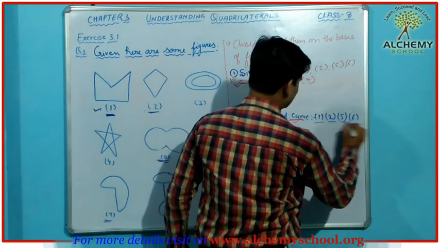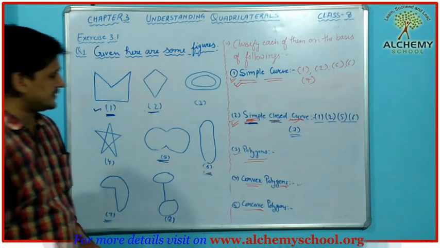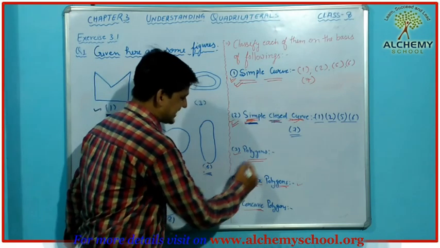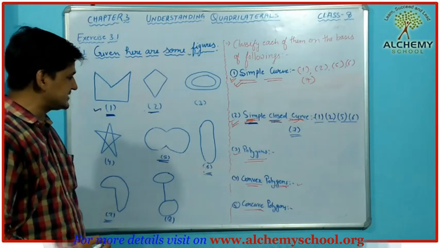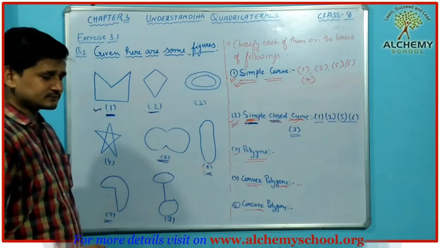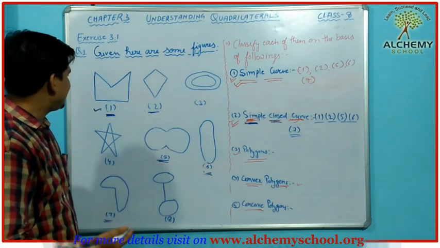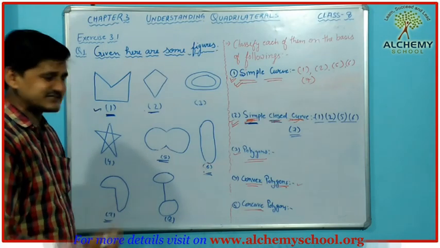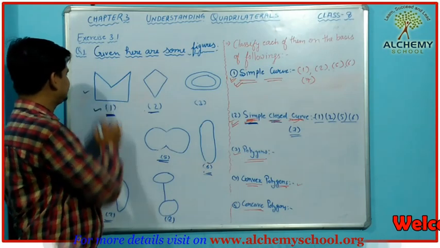These are the simple closed curve. Okay. When we observe the next figure, we have to examine the polygons. Already we have discussed about the polygons. The polygon is a figure that is completely made by line segments. So we can see here, this is a polygon.